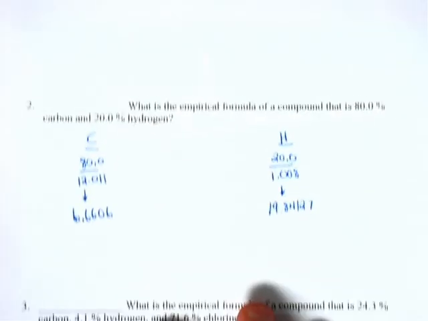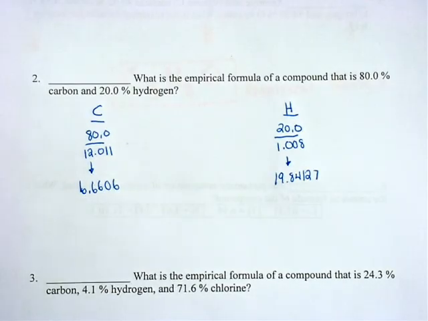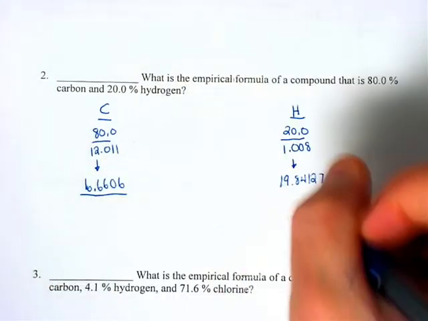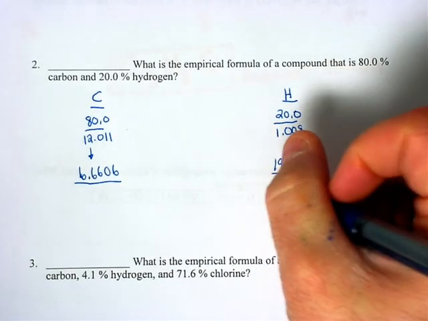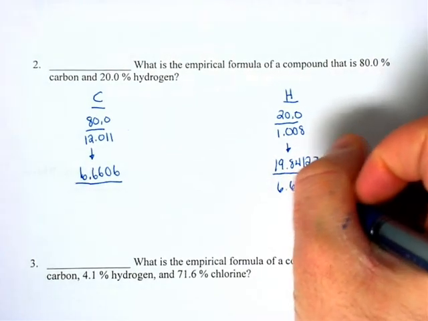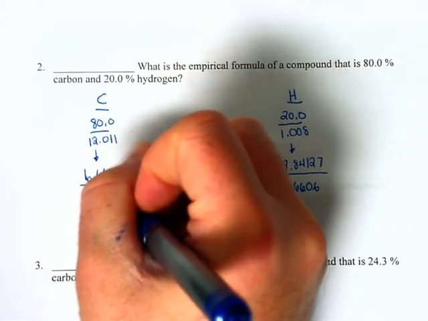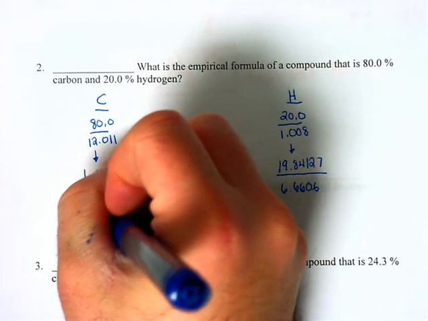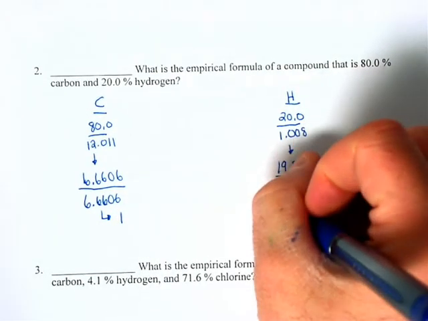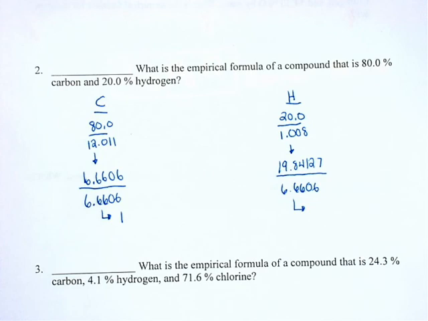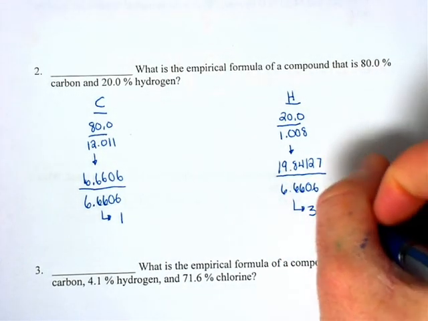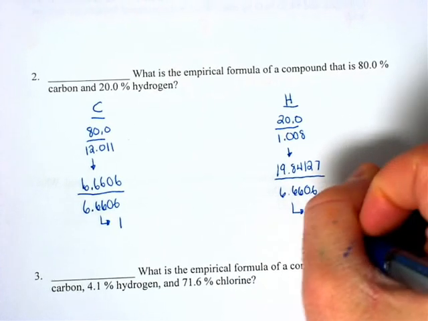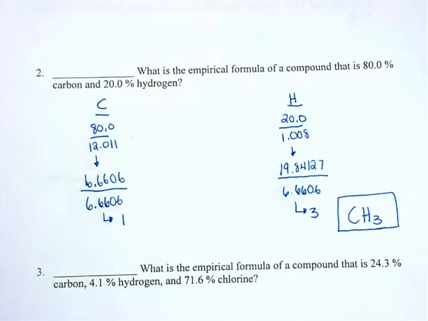Okay, there's my quotients, if you will. That's what I divided. What do I do in this next step, which is step 2? Which would be which number, the left or the right one? So the 6.6606, and that's going to give me a 1 there. And right here, that gives me basically the number 3. So CH3. That's my empirical formula. Cool?